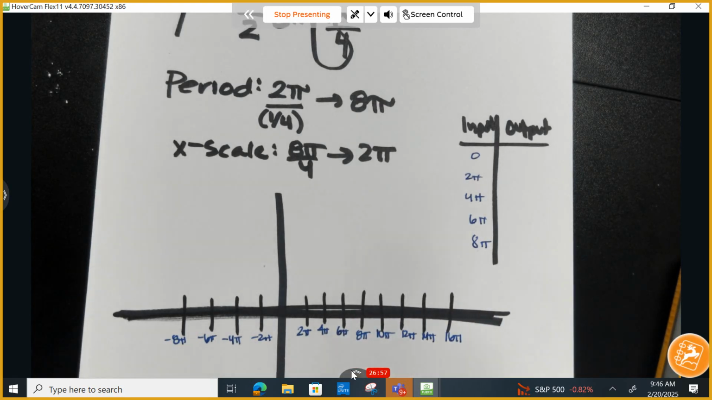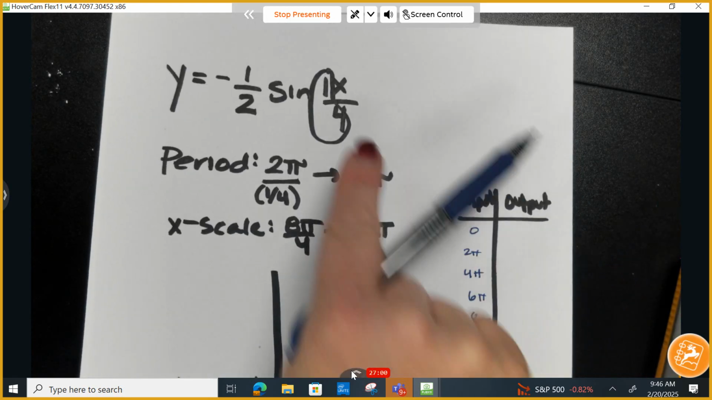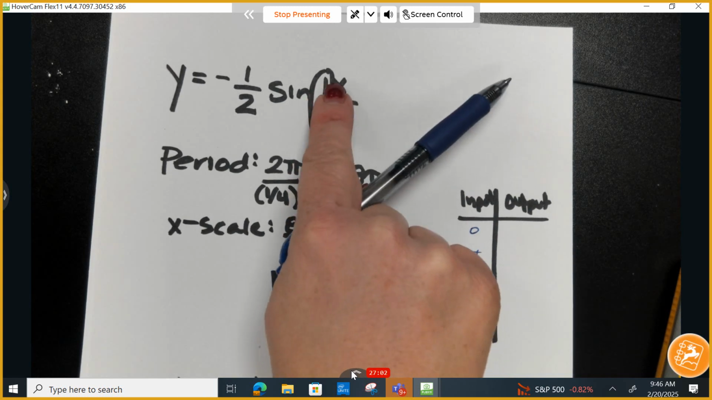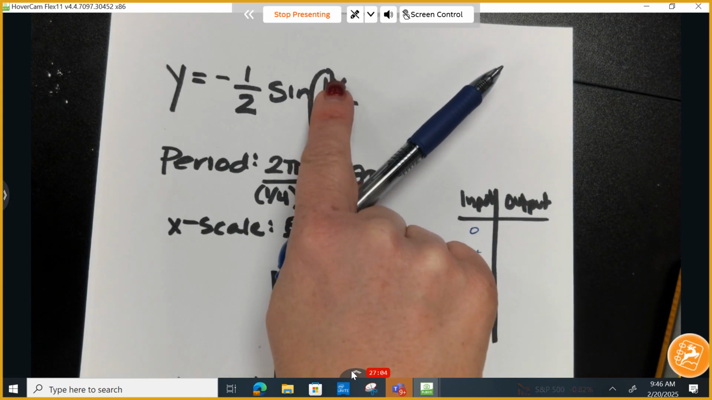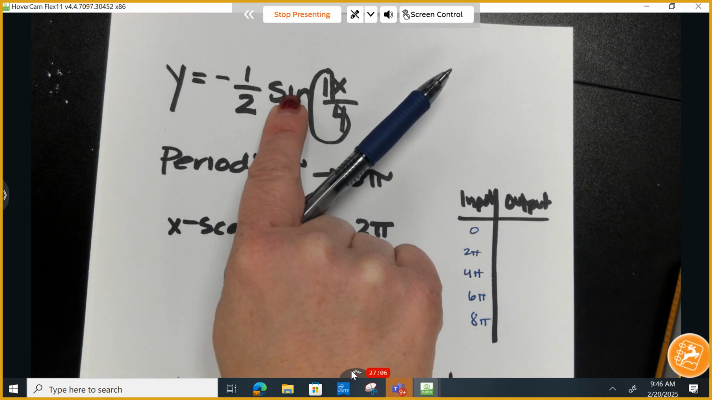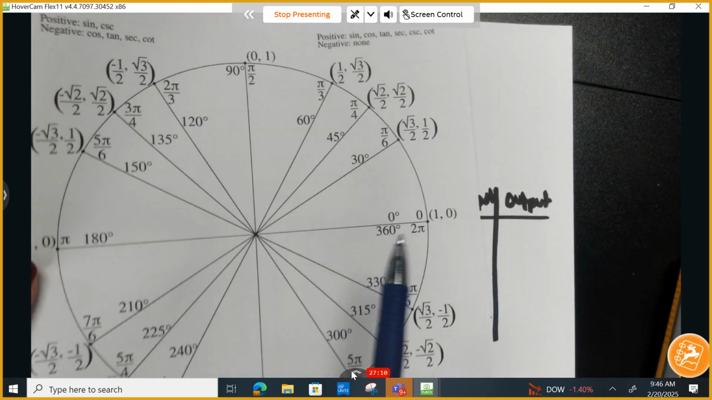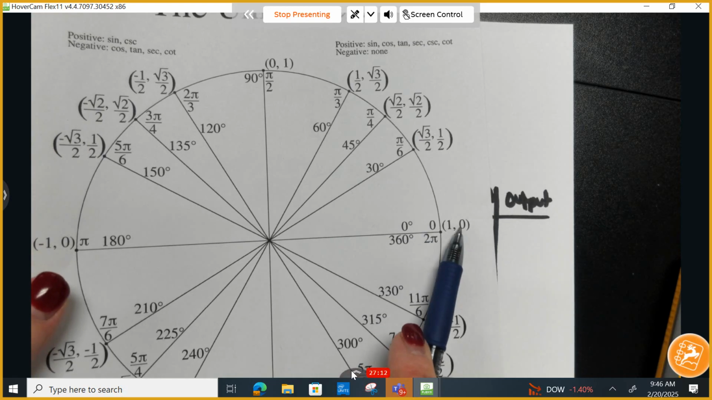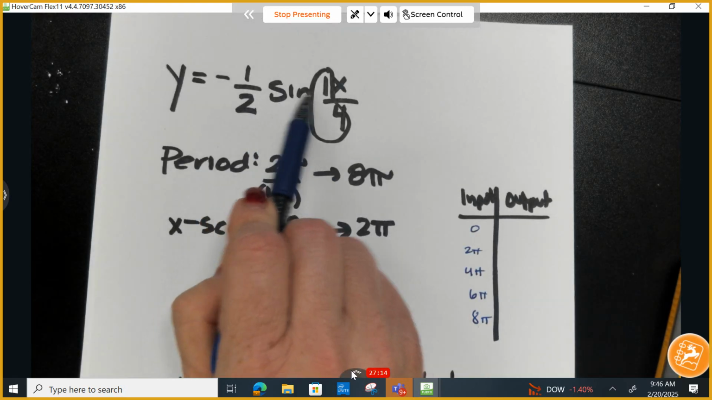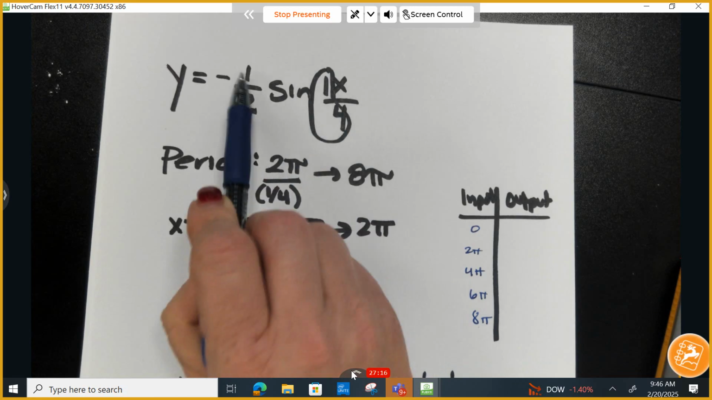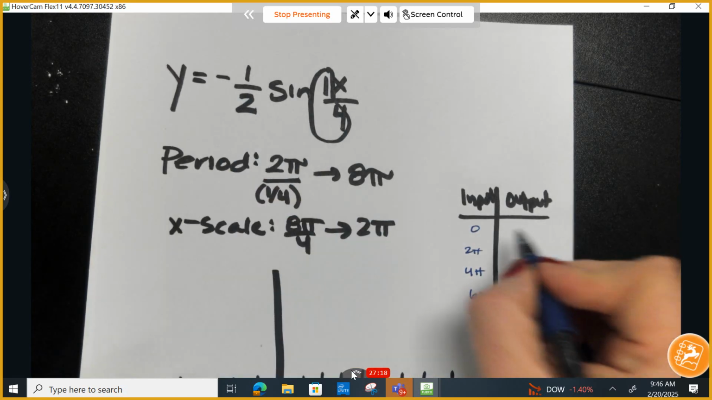Okay, we're going to get started here. I'm going to start with 0. 1/4 times 0 is 0. So I want to go find 0 in the unit circle and identify what is the sine. Here's 0 and the sine is 0. This portion is 0. What's 0 times negative 1/2? 0.